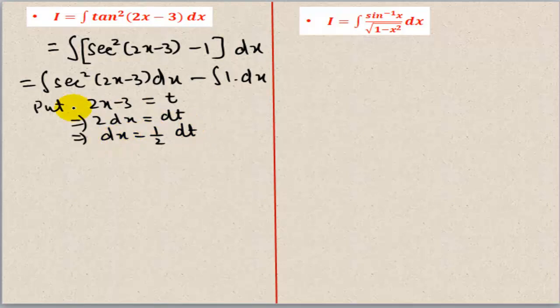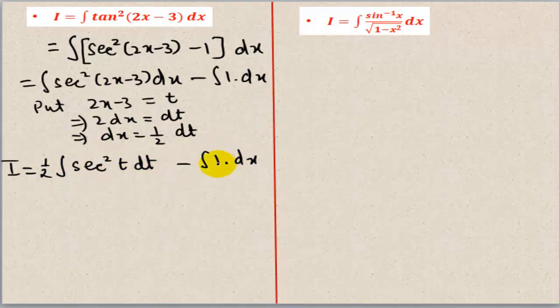Now do this substitution and then integrate the function. Now sec square 2x minus 3 can be now written as sec square t, and dx can be written as half of dt. This will be our first function, first part of the integral after substitution. Second part is you can see one is getting integrated here with respect to dx. So we have two different functions in terms of different variables. So go for integration carefully.